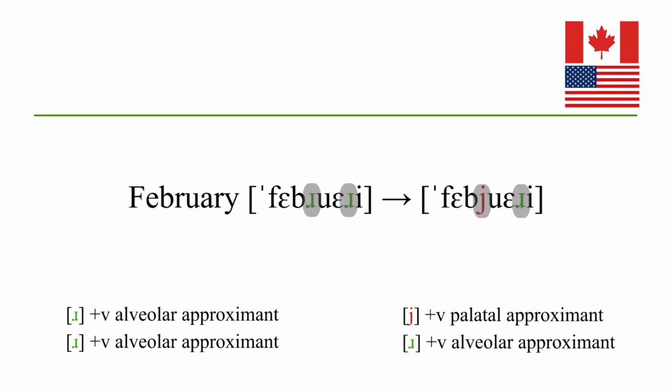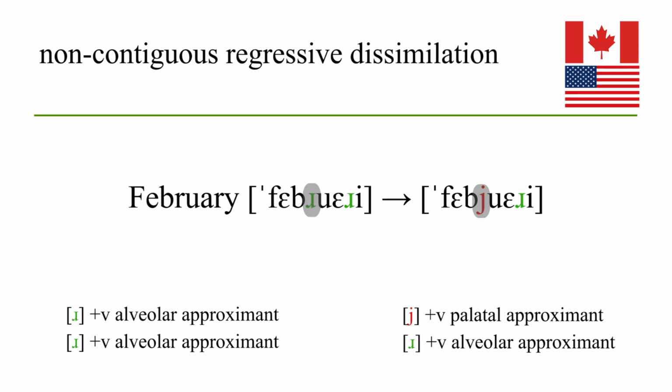This is an example that's non-contiguous, of course. Non-contiguous means at a distance. It means there are two sounds which are not adjacent to each other, but similar to each other, and one of them is going to lose its similarity to the other. In this case, the sound that is going to lose its similarity is the first sound, not the second, because it's regressive. In the case of progressive, we defined it as the second sound losing its similarity. But here, because it's regressive, the first sound becomes less similar.